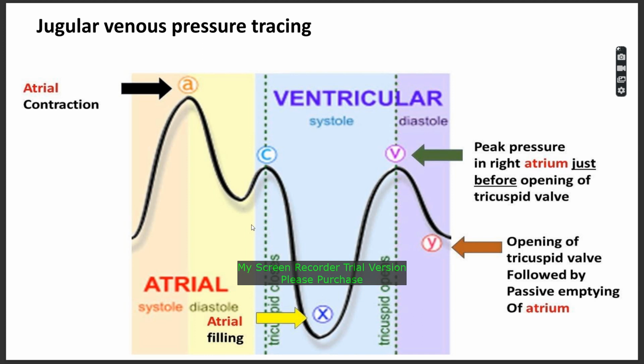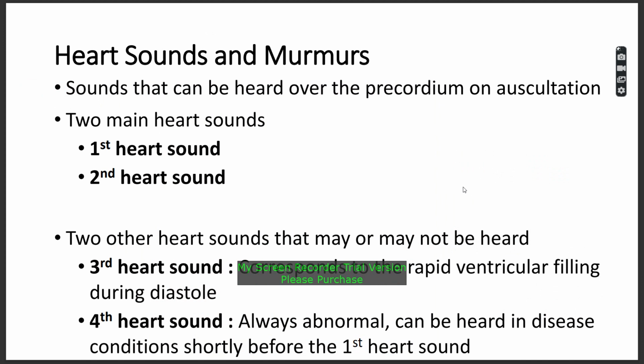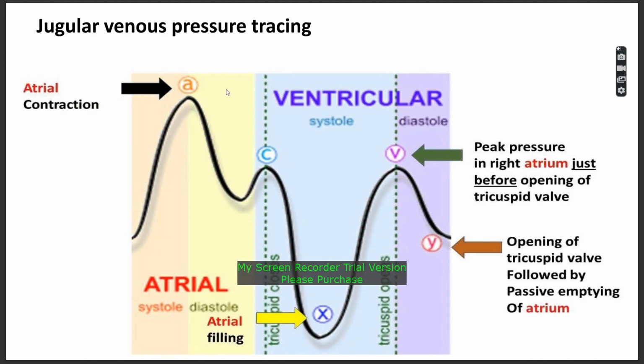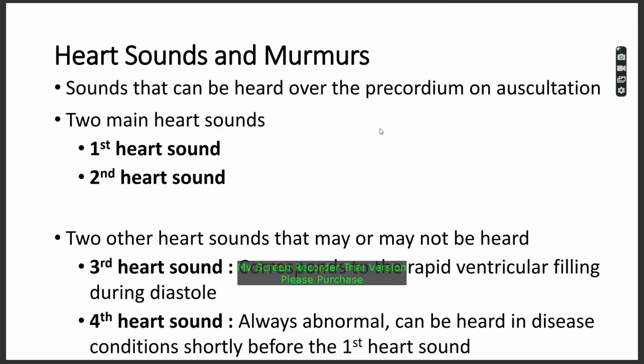I think this is actually wrong. Peak pressure in the right atrium just before opening of the tricuspid valve. Opening of the tricuspid valve followed by passive emptying of the atrium. Okay, let's leave this and go to the next one because there's some doubt regarding this jugular venous pressure tracing. I will clear them in the next video.